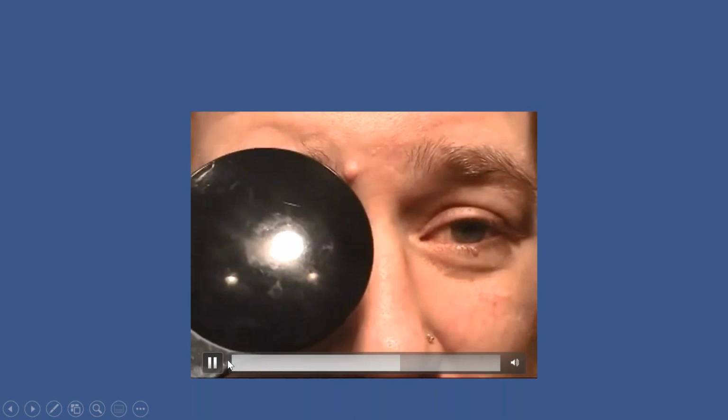Here is a patient with exotropia. The left eye is deviated outward. As the fixating right eye is covered, the left eye moves inward to pick up fixation.